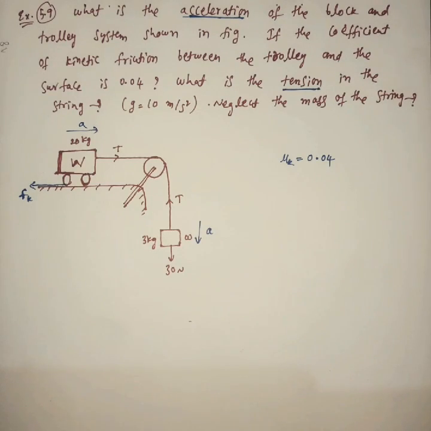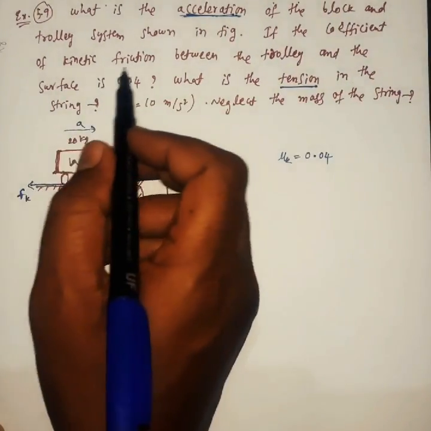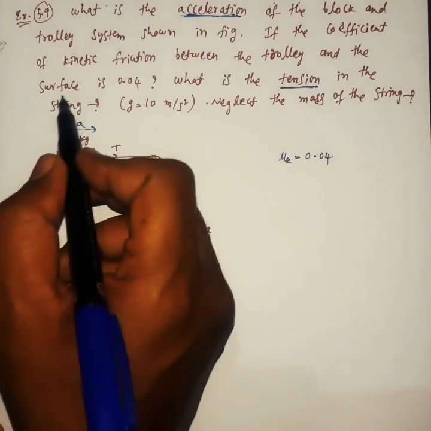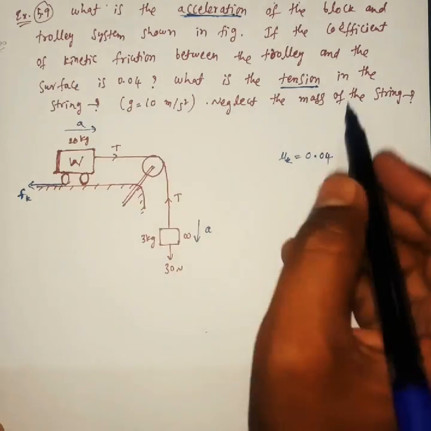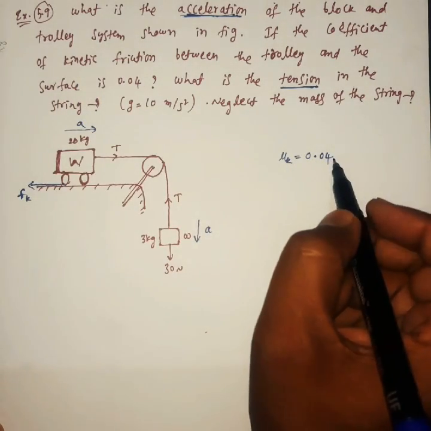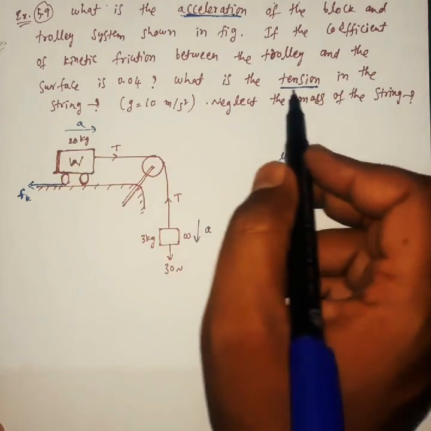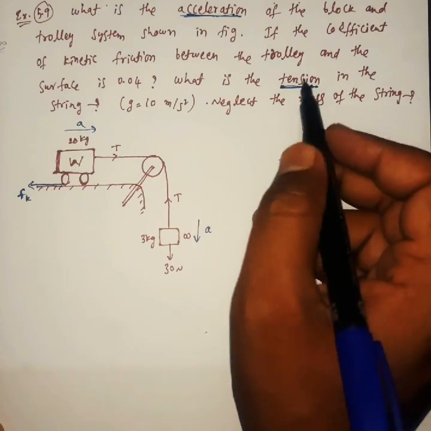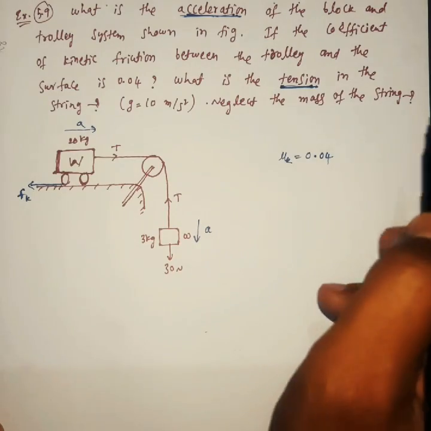Example problem 5.9. What is the acceleration of the block and trolley system shown in the figure? So here we find the acceleration. If the coefficient of kinetic friction between the trolley and the surface is 0.04, so here coefficient of kinetic friction mu k is equal to 0.04. What is the tension in the string? So we have to find the tension in the string. g is equal to 10 meters per second squared. Neglect the mass of the string.